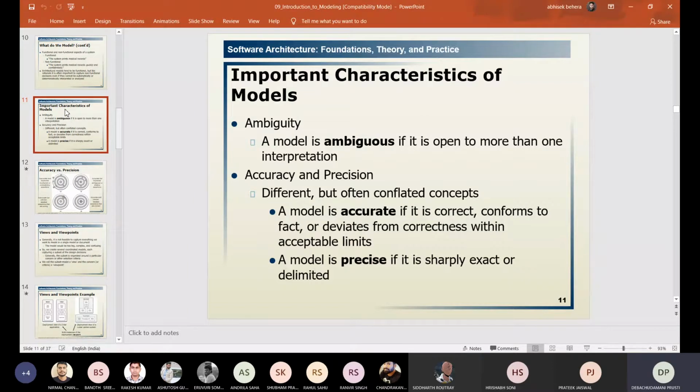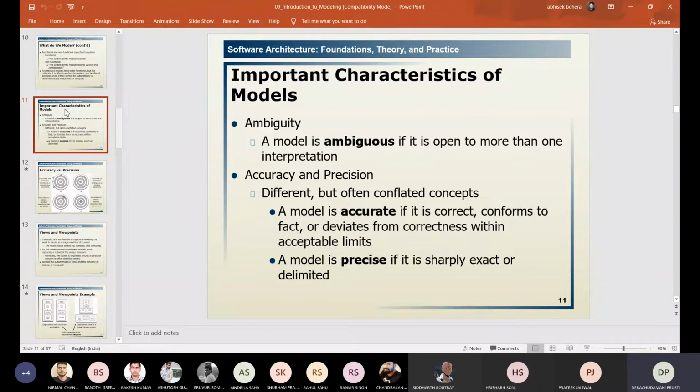Okay. Then accuracy and precision. Accuracy and precision are different, but often conflated concepts. A model is accurate if it is correct, meaning it correctly captures the requirements or values, and conforms to facts or deviates from correctness only within acceptable limits. It will provide accurate outputs, with only slight deviation within a particular limit, a range, where the error stays within a certain small range.